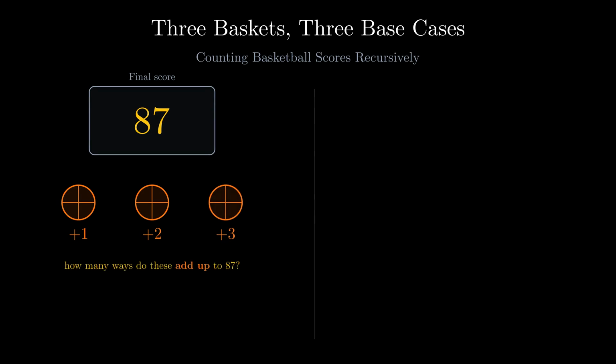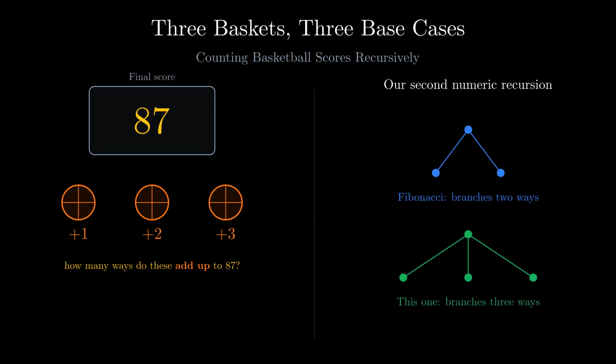A basketball team ends the game on 87 points. Ask how many ways 1, 2, and 3-point baskets could have added up to that, and you have our second numeric recursion. Where Fibonacci branched 2 ways, this one branches 3 ways, with 3 base cases to match. It also hides a subtlety worth catching.